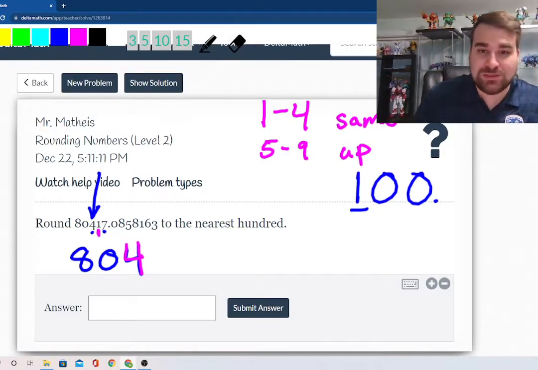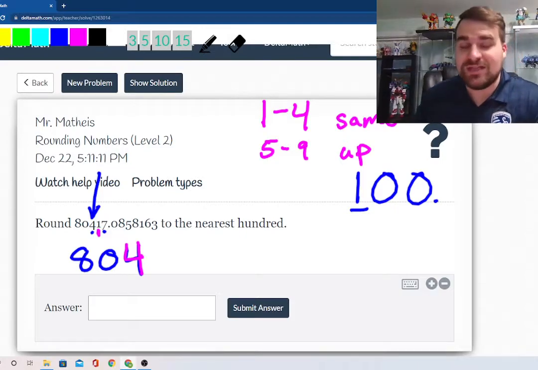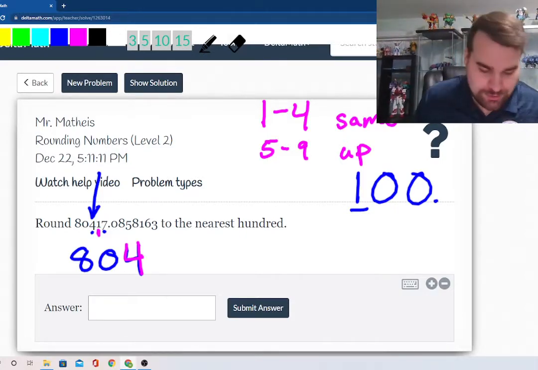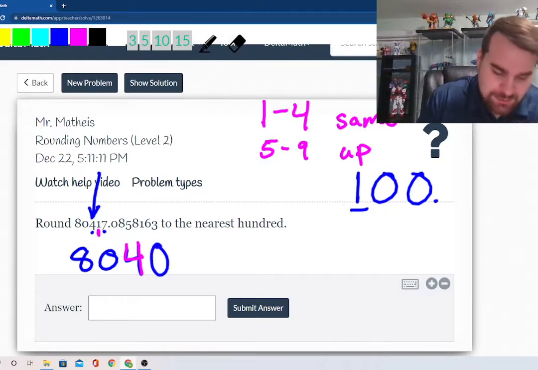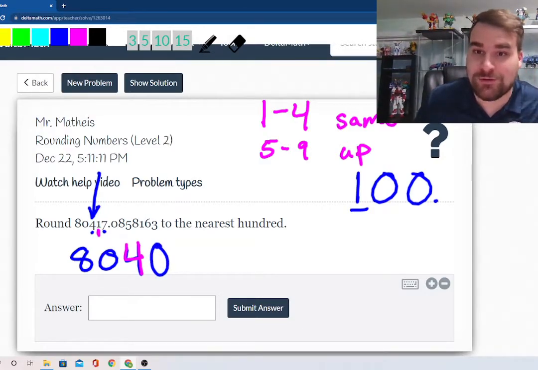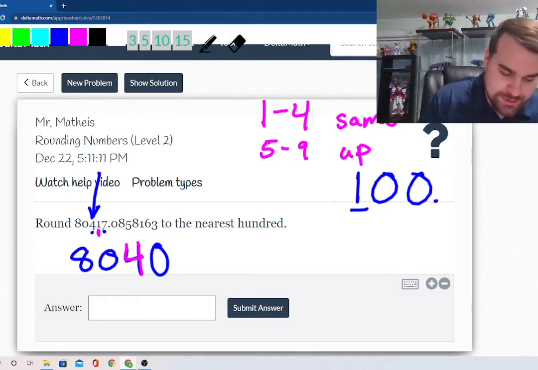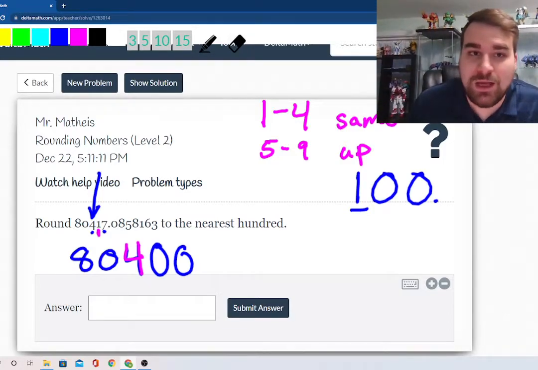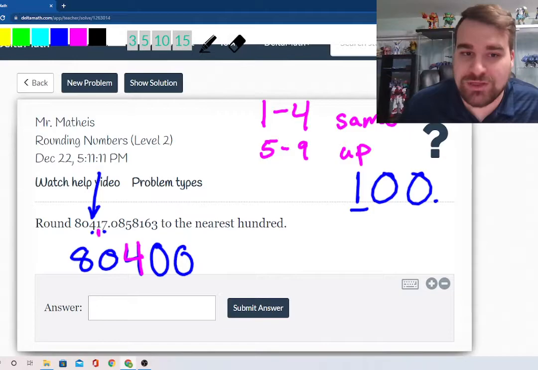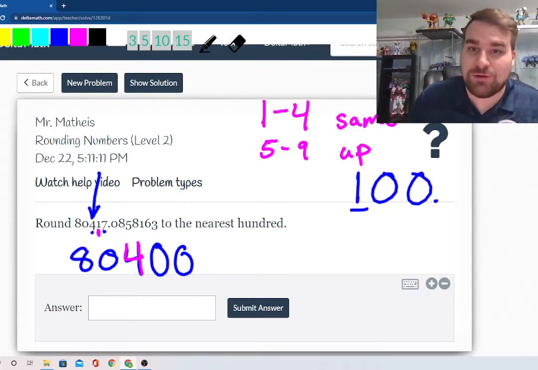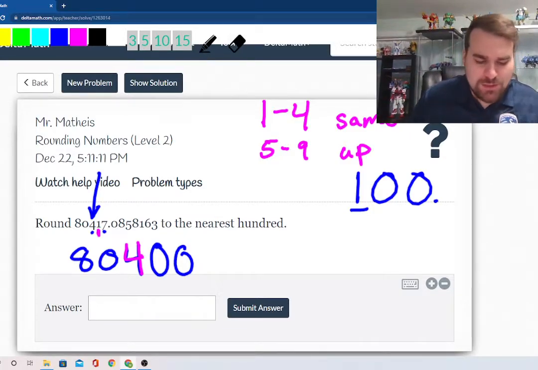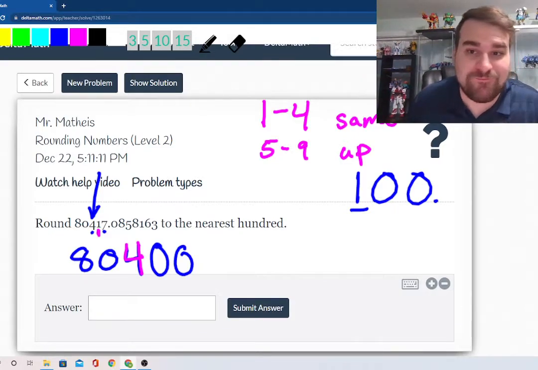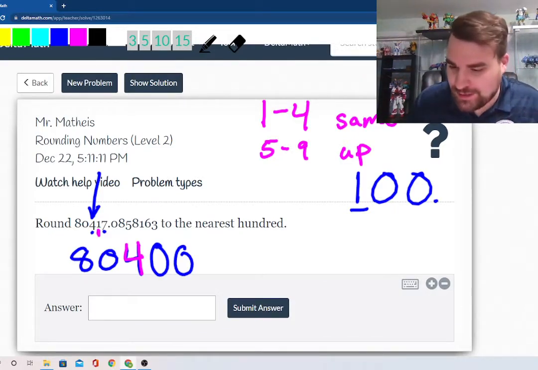Now that I know that 4 is not going to change, I just get to fill in zeros until the decimal point and put in my answer. So I'm going to put in a 0 for that 1 because you know what? It's not before the hundreds place. We don't care about it. I'm going to put in a 0 for that 7. And then as soon as I hit that decimal, I can just stop writing. I don't have to fill in zeros all the way through the end. I just have to fill in zeros until the decimal point. Let's go ahead and type 80,400 into our answer box and make sure we got it right.